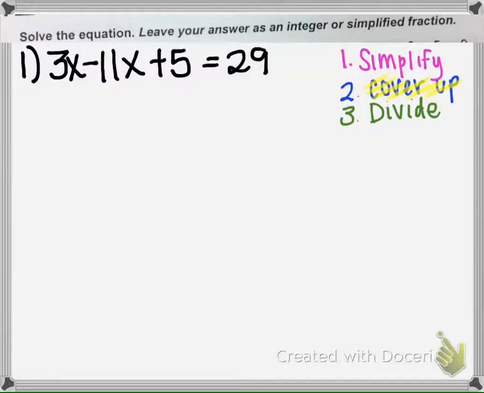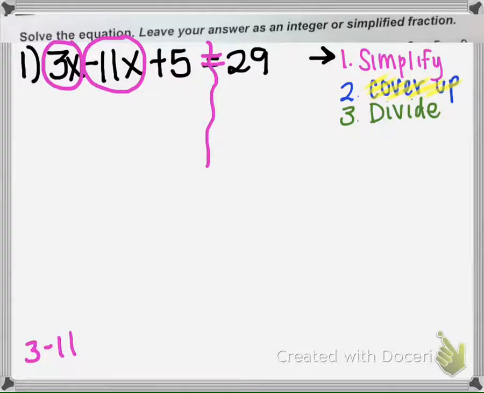So if we take a look at example 1, the first step is to simplify. So let's see if anything can be simplified here. This equal sign breaks this problem into two parts. And if we look at the left side, we have like terms. We can combine x's together as long as they have the same exponent and variable. So 3 minus 11 is negative 8x. Then we're going to bring down the plus 5 and the 29. So that was step 1.